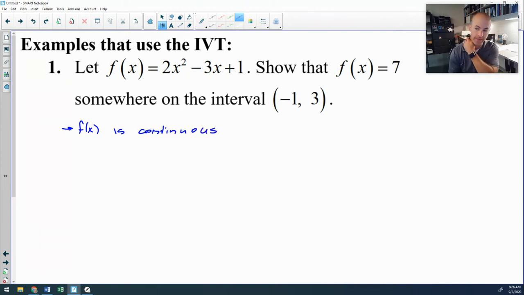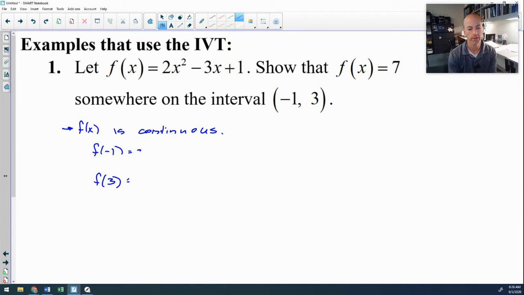On the AP exam, if you don't establish f of x is continuous or f of x is differentiable, if that applies to other theorems, you will be docked a point. You have to write f of x is continuous. Then we can go into the rest of the proof. So now my proof is going to be f of -1. I'm going to find f of -1, and I'm going to find f of 3 and hope that those values straddle the desired value of 7.